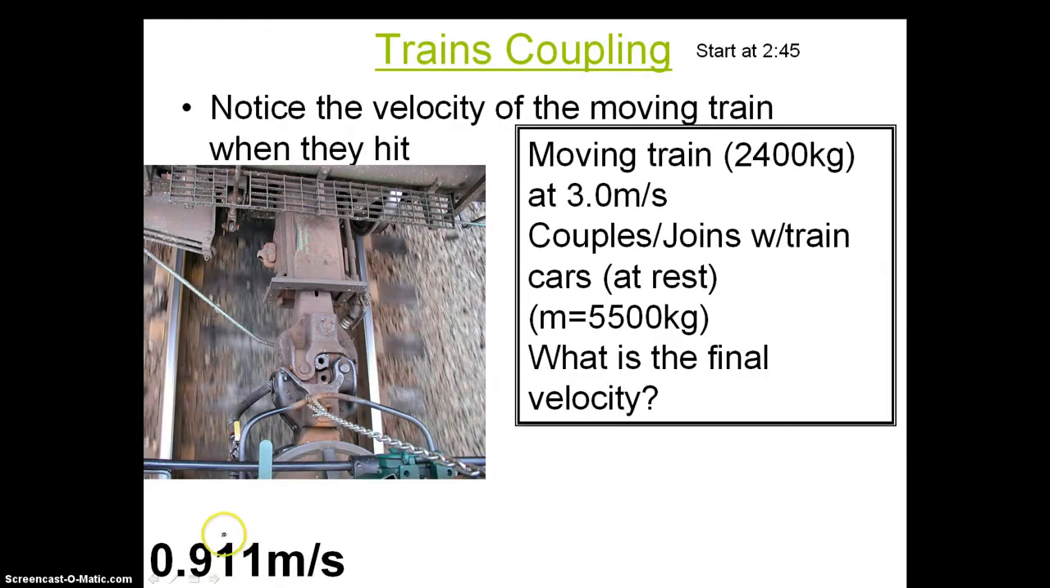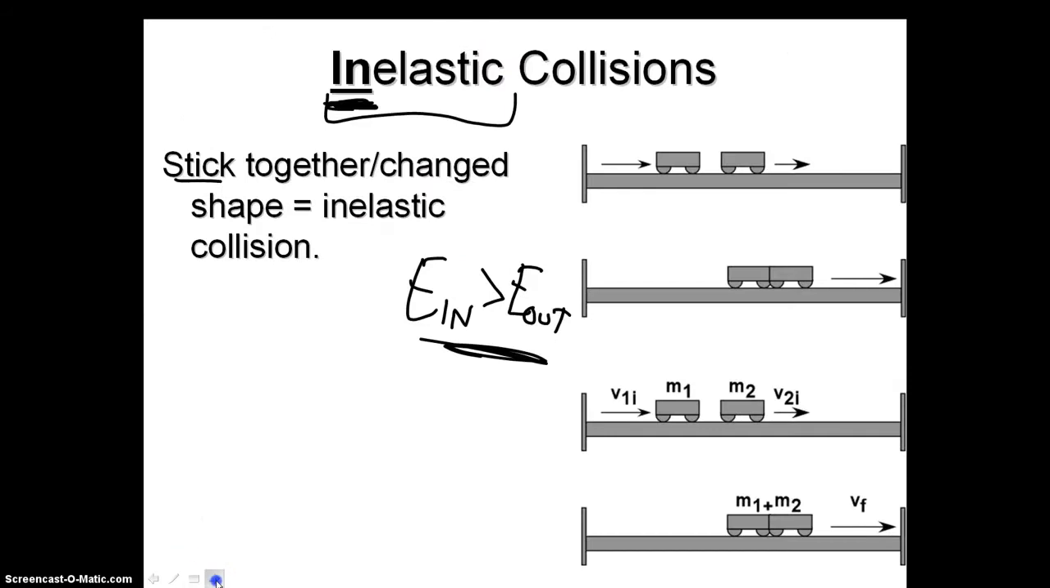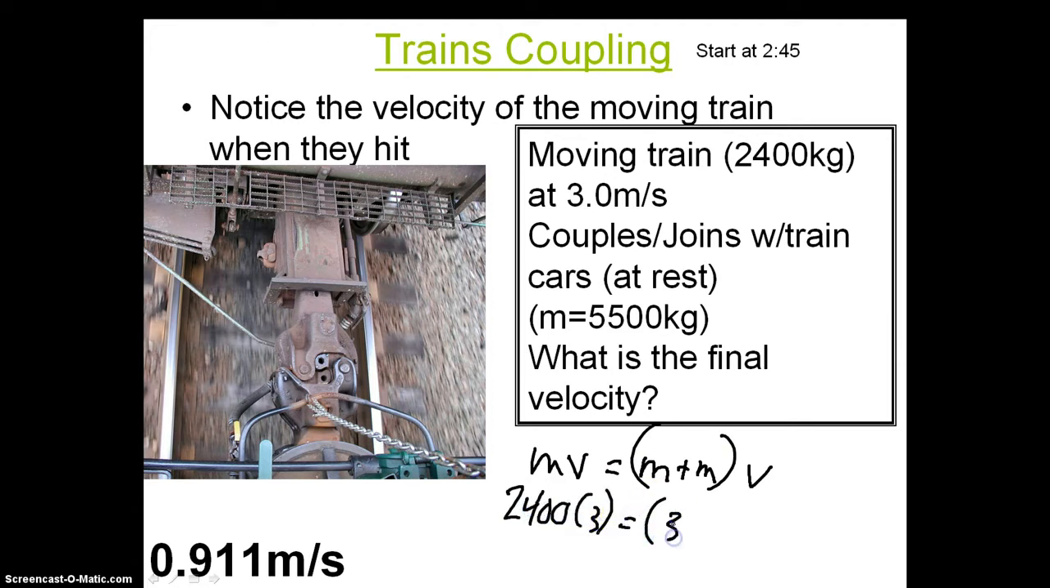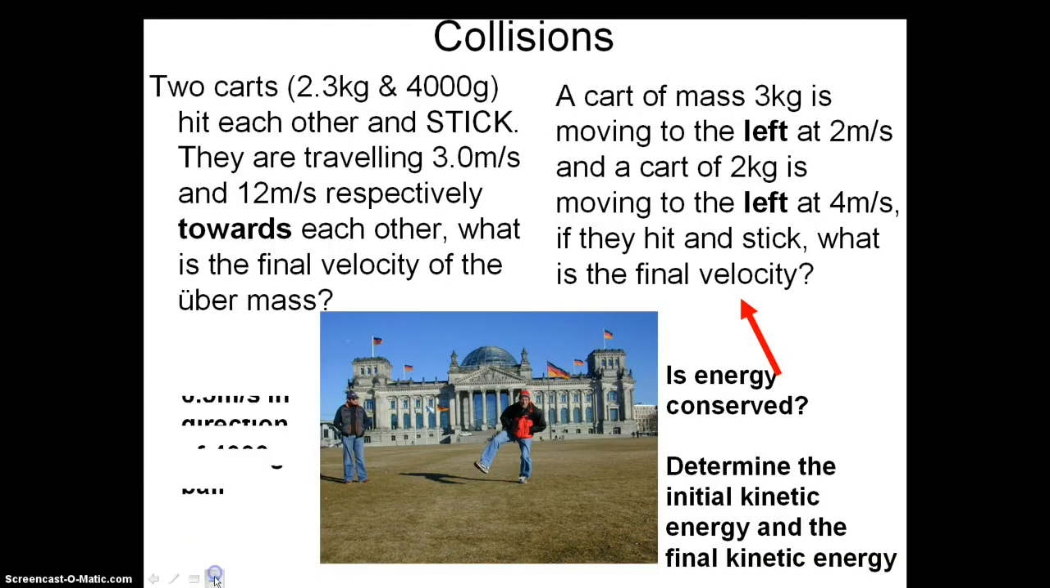Trains coupling. This is an inelastic collision. That's when we hit and stick. So before I have a moving train, afterwards the masses are stuck together, just like that football problem we just did. So the moving train is moving at 3, and it couples. That's the technical word we have. Couples is when they become stuck together. And so what is the final velocity? So solve it out. There it is. These are two good problems, and there you go. There's the answer.